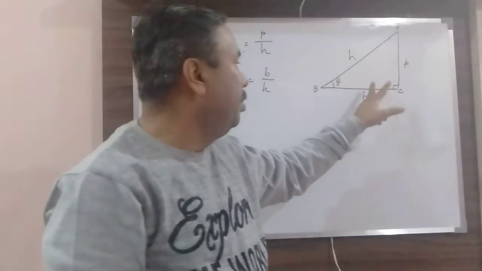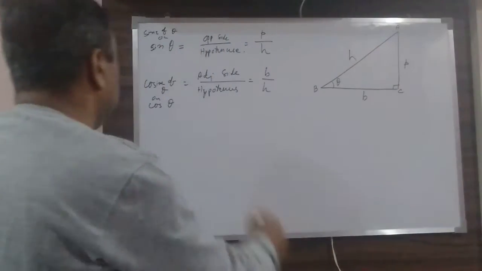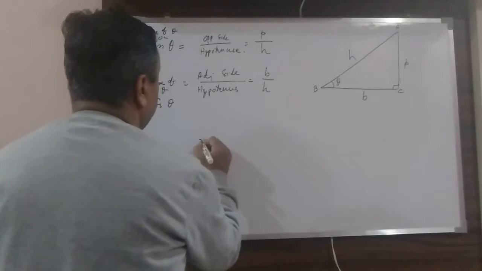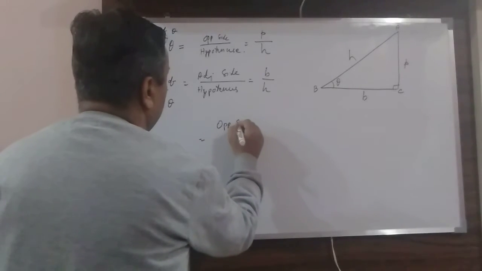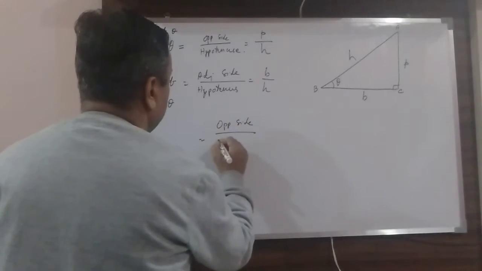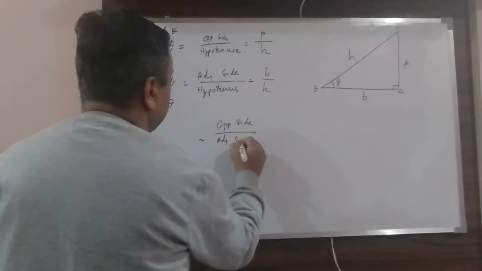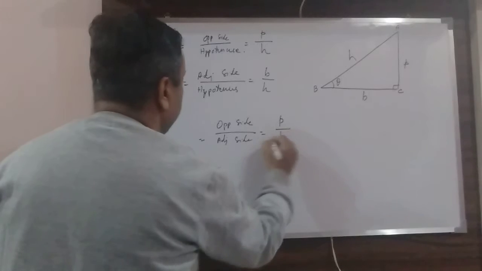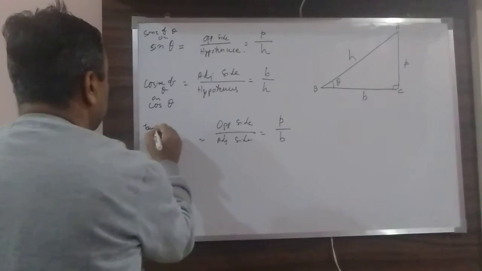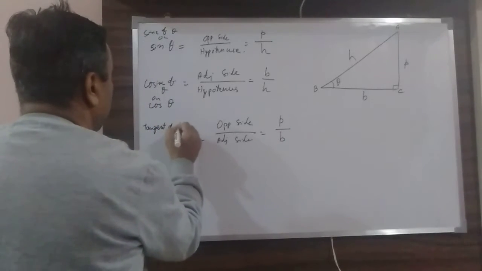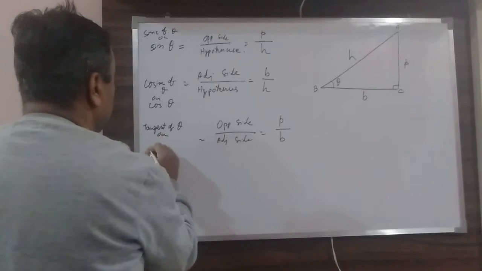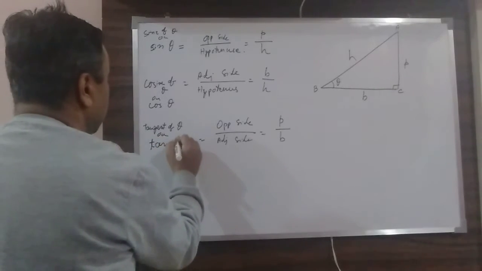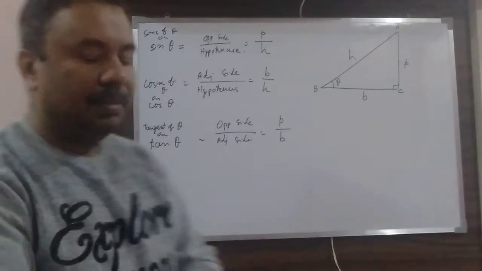Now the third pair. The third combination remaining is between B and P. So that will be written as opposite side by adjacent side, that is P over B, and this is called tangent of theta, or we also write it as tan theta. Okay.